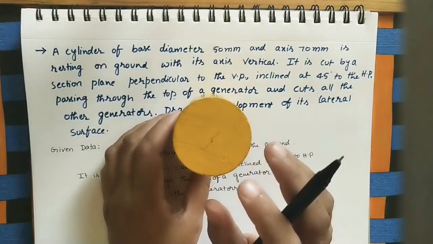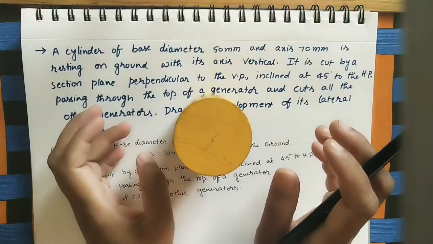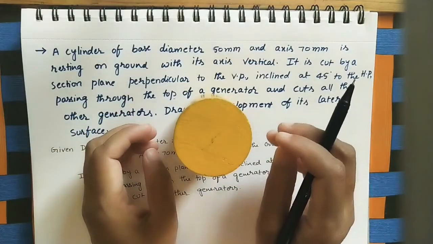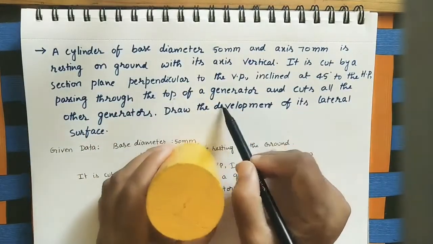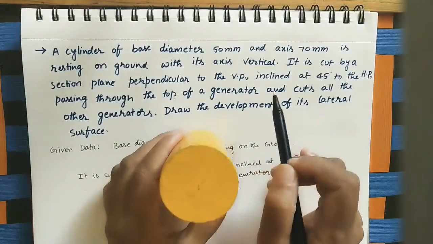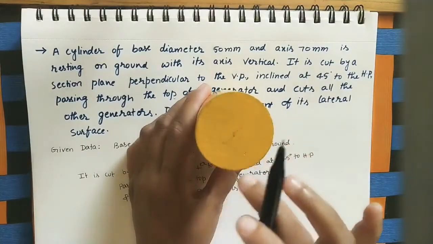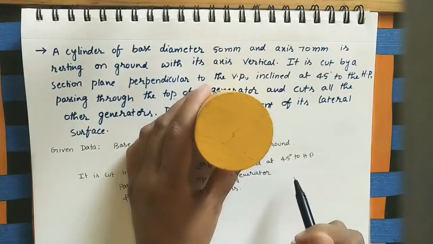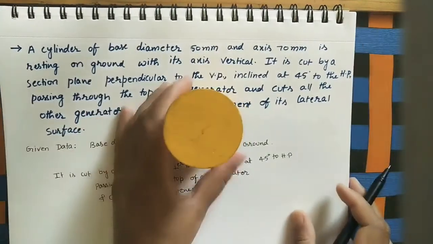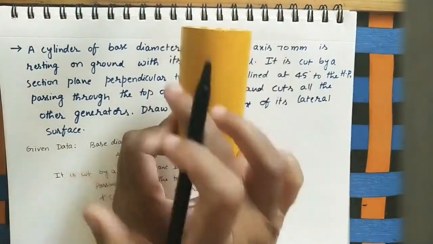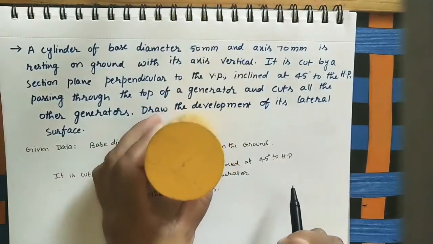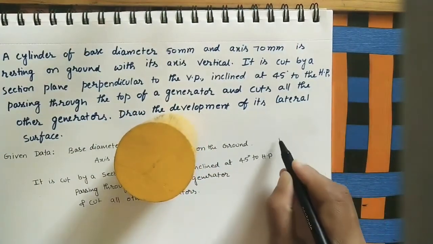In this condition we need to do the front view and top view of the object. It is called projections of the cylinder. Before doing the development we need to do the projections. So in the top view we can see the entire circle on the ground, and in the front view we can see this rectangle. Let us do the rough diagram here.